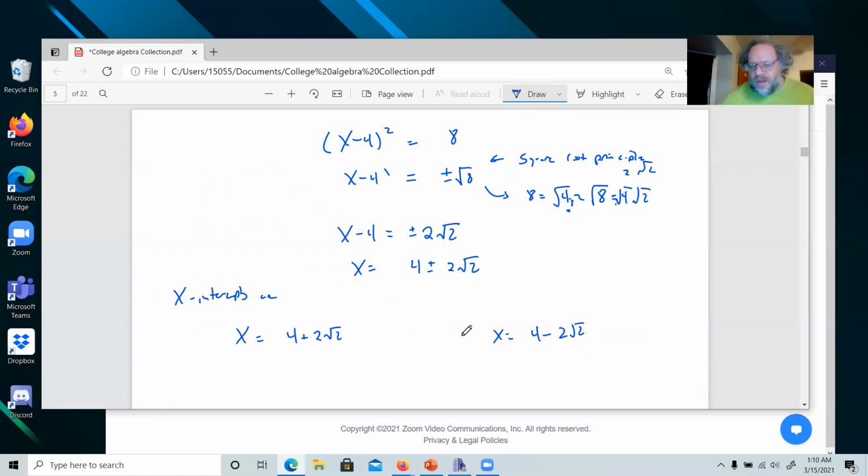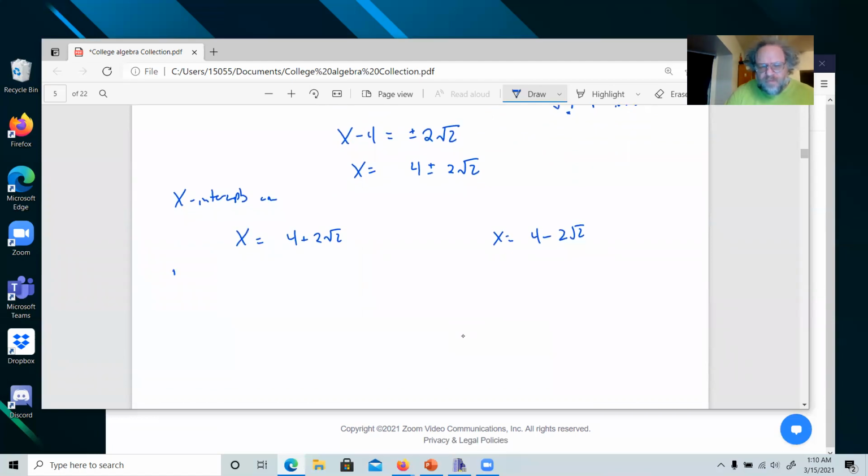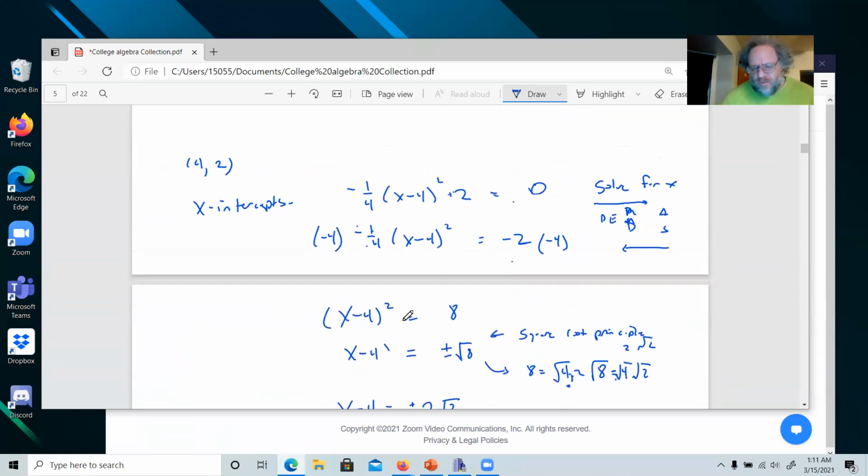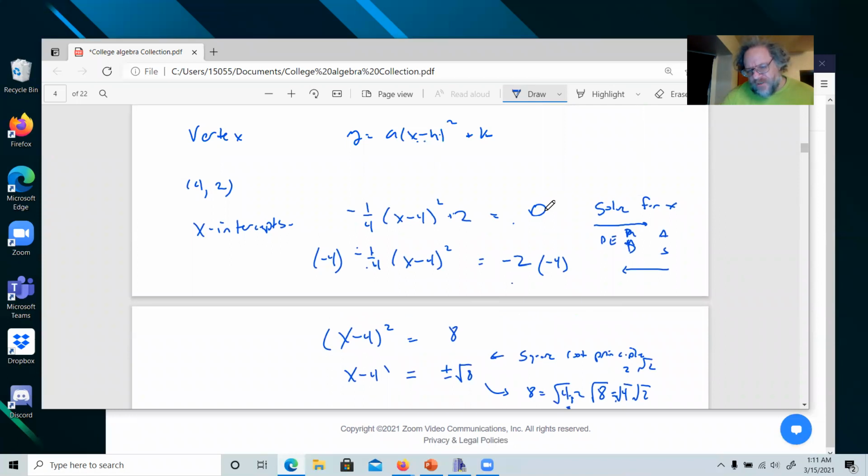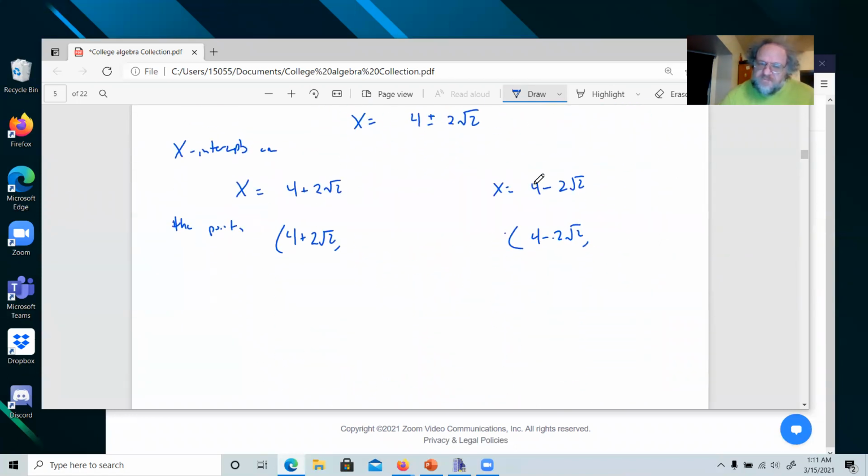Okay. The points: (4 plus 2 root 2, what's y?) Put parentheses here because it's a point, (4 minus 2 root 2). Well, if you remember when we started this whole business, y was 0. So yeah, that was the whole point of that. So the points are (4 plus 2 root 2, 0) and (4 minus 2 root 2, 0). If they ever ask you for the exact value, this is what they mean by exact. They don't mean anything else.